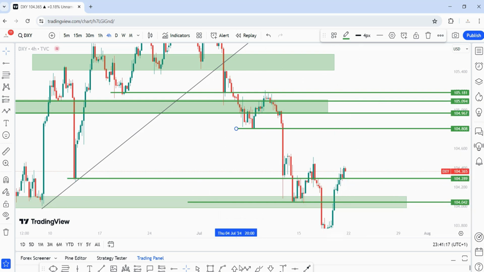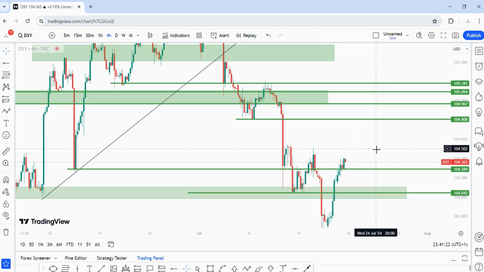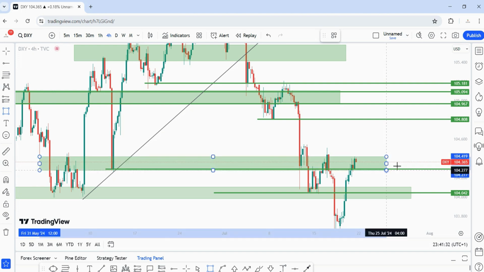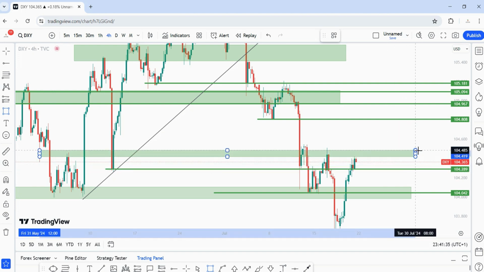However, we need to be patient for price to create a new higher high. Remember, price moves using market structure, right? So we need to see a change in market structure around here. I think I'm going to connect from the left here. So I'll do this and then this.